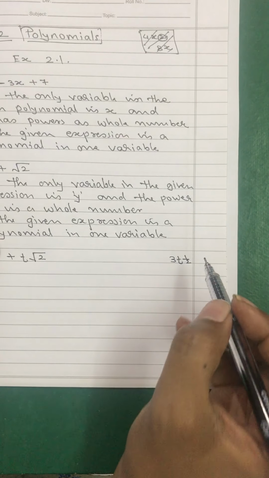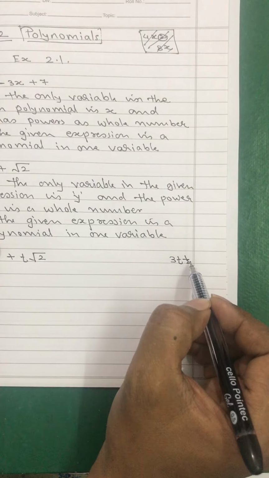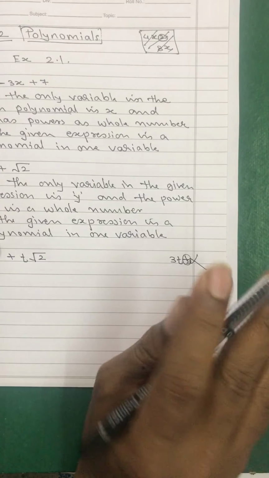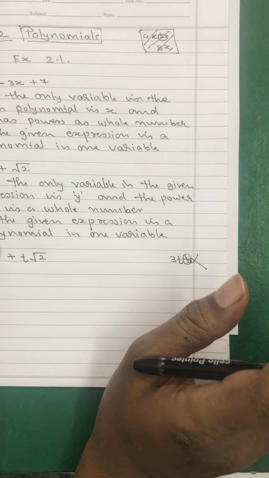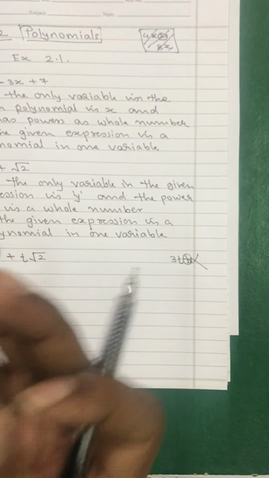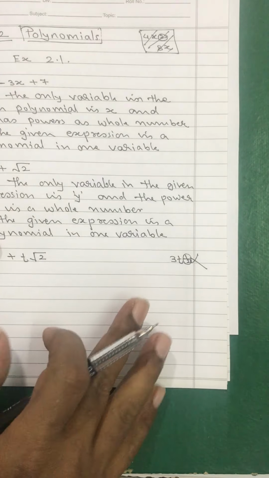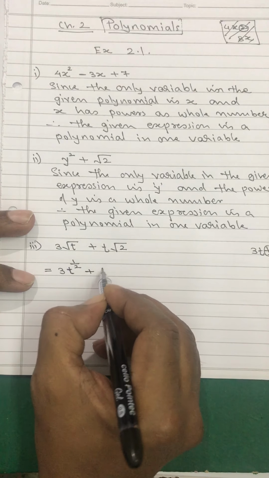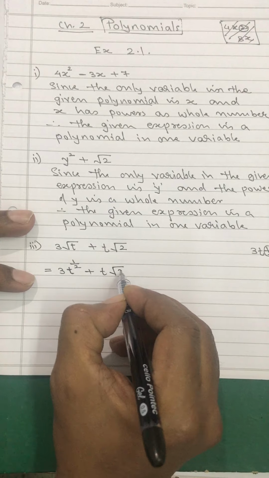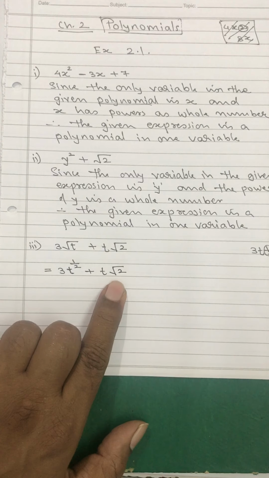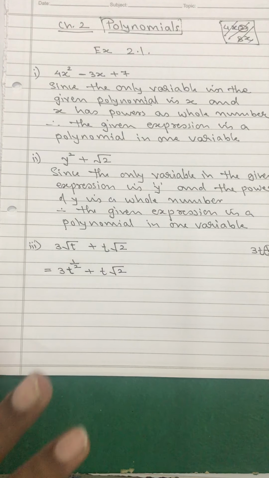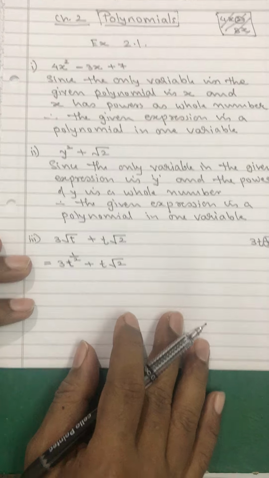I don't know why some students make this mistake. You can't write this 1 upon 2 at the level of t. No, this is definitely wrong. Completely wrong. Raised to the power means that 1 upon 2 has to be raised. Fine. Raised to the power of 1 upon 2 plus t root 2. Now why am I not making any changes to root 2? Because a number is not going to be considered when you are going to decide whether it is a polynomial or not a polynomial.